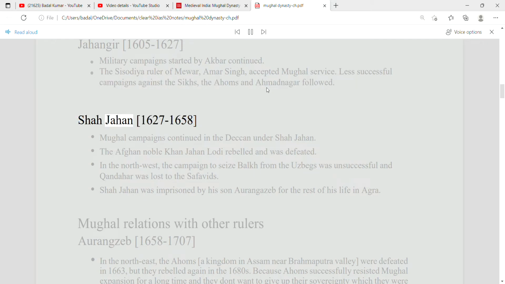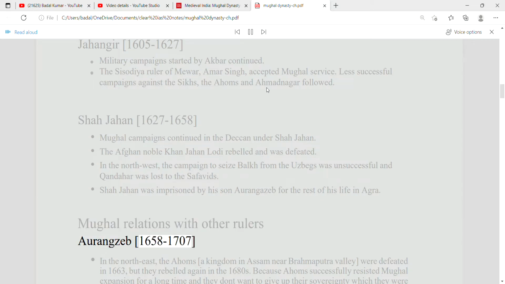Shah Jahan, 1627–1658. Mughal campaigns continued in the Deccan under Shah Jahan. The Afghan noble Khan Jahan Lodi rebelled and was defeated. In the northwest, the campaign to seize Balkh from the Uzbeks was unsuccessful and Kandahar was lost to the Safavids. Shah Jahan was imprisoned by his son Aurangzeb for the rest of his life in Agra. Mughal relations with other rulers.